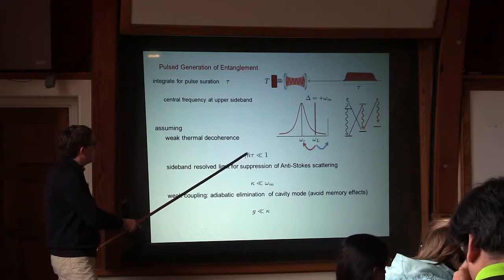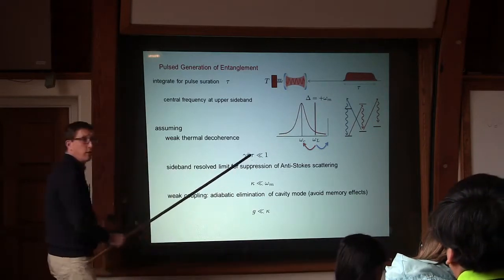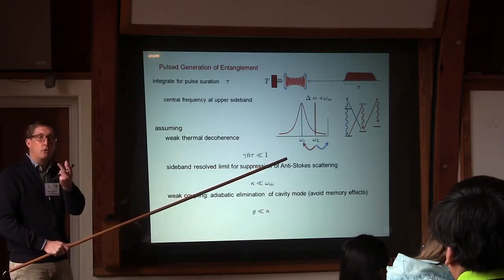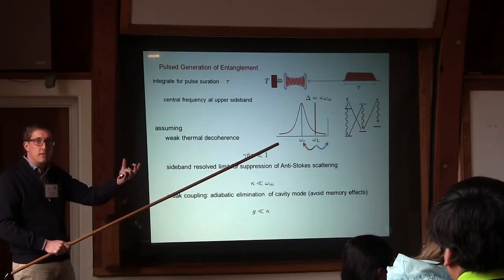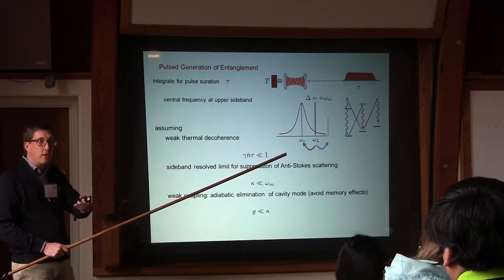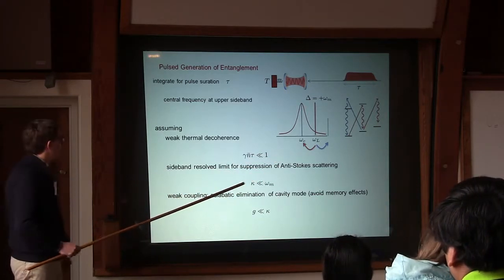So that is a megahertz rate. And the megahertz rate times our pulse length should be smaller than 1. So that sets the scale of the pulse we are allowed to use. If we take longer pulses, we will not see coherent quantum dynamics because our mechanical oscillator will just decohere.